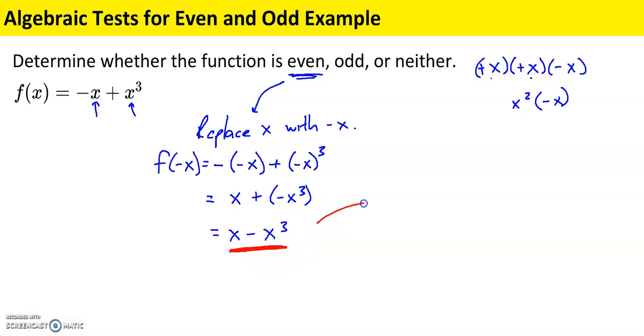So we've got to answer 2 questions. Is that the same as the original function f of x? No, clearly not, right? The original function was negative x plus x cubed. This is x minus x cubed. So since the answer is no, it's not even.